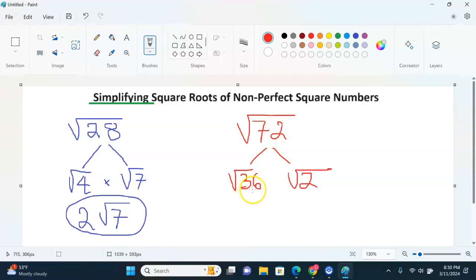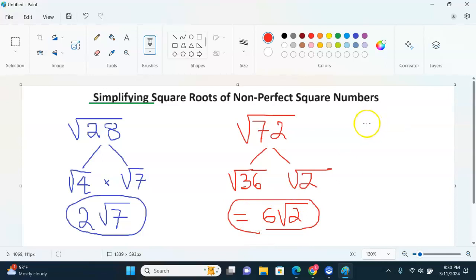And I know 36 is a good number to pick because 36 is a perfect square. 6 times 6 is 36, so the square root of 36 is going to give me 6. And all I have to do next is bring down the square root of 2. So the square root of 36 is 6, and now you have 6 square root of 2. There you go.